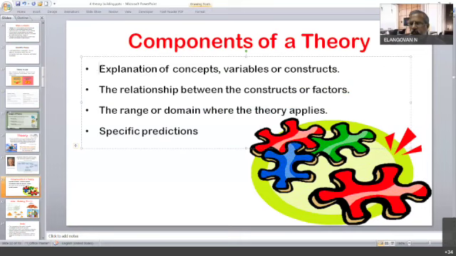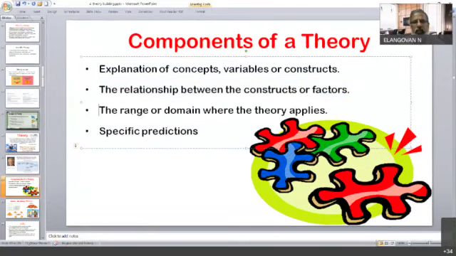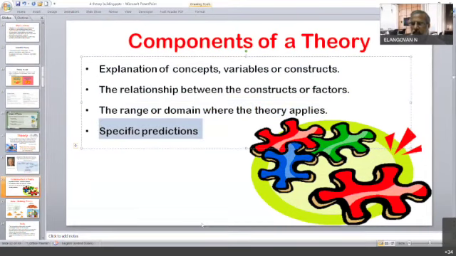So, 4 things. The variables are constructs of the concepts. The relations between the constructs are the factors. The range or domain where the theory applies. And finally, what it predicts. This constitutes a theory. A theory is made up of all these 4 aspects.